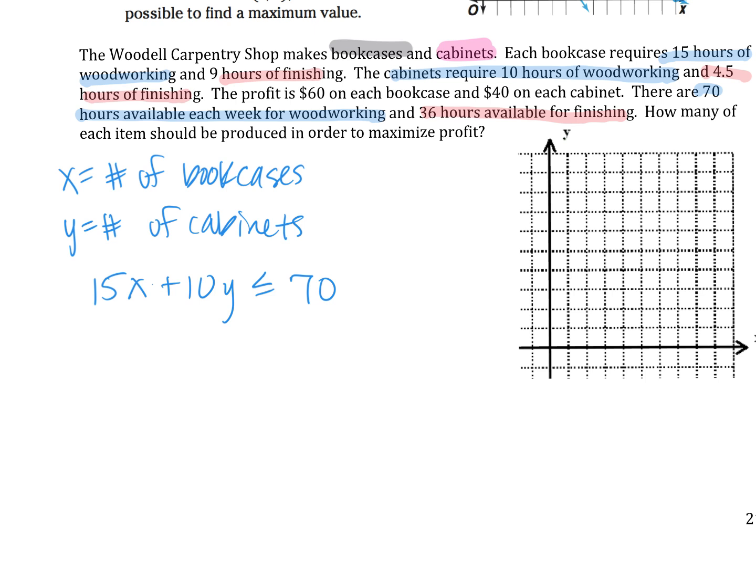Gotcha. How about red? How about for the finishing the products? What would be my red equation? 9x plus 4.5y. Thanks, bud. And then it says there's 36 hours available for finishing. Do I need to use them all? No, but I have them available. So I'd say less than or equal to 36.